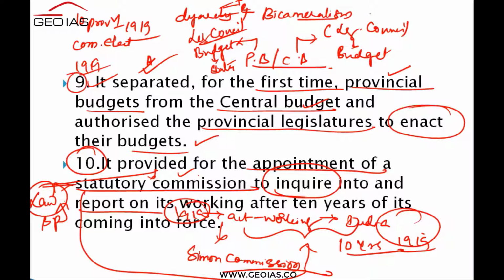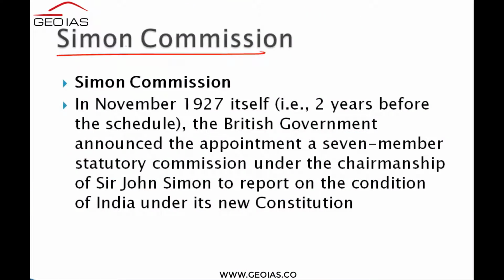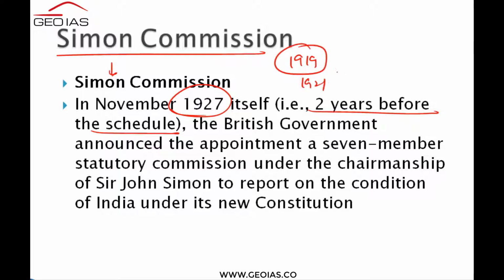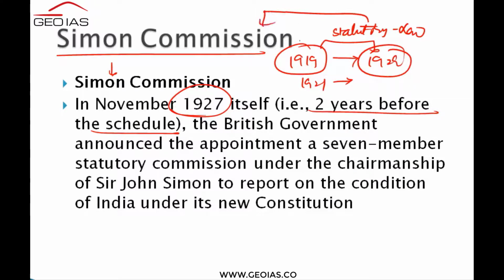As we move forward, the Simon Commission. In November 1927, it came 2 years before the schedule. Actually the 1919 Act was passed, but it hit the ground in 1921. So actually it should have been around 1929 that the British Parliament should make a commission through a statute, through law, to inquire into the working of the Act of 1919. So 2 years before, it should have come in 1929, but in November 1927 itself this commission was enacted.